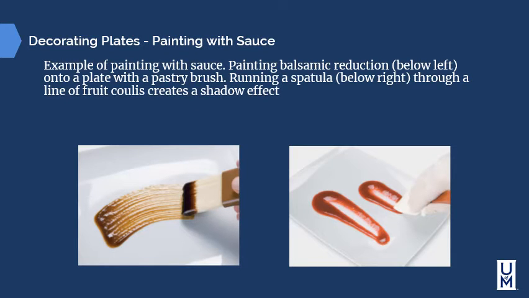Sauce can also be painted on the plate. A word of caution about this: make sure that you use a fresh pastry brush. Do not use a painter's brush because it will shed hair. An example of painting with the sauce: this is using a brush to paint a balsamic reduction onto the plate with a pastry brush, or running a spatula through a line of fruit coulis creates a shadow effect.